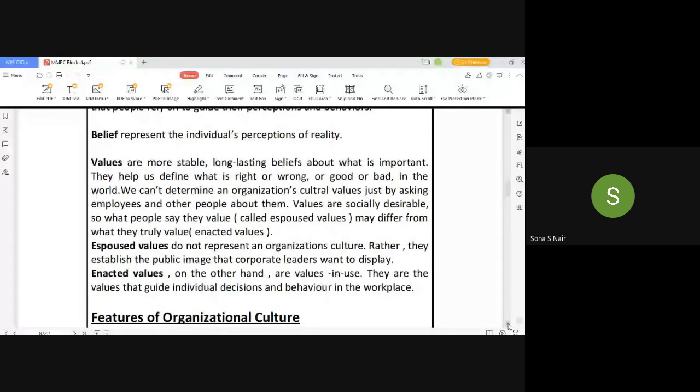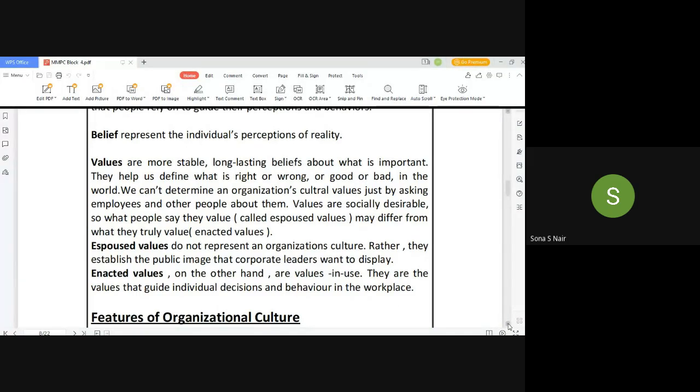So espoused values do not represent the organization culture, but they are portrayed in front of the society to create a public image. Some organization owner, while talking with outsiders or attending outside events, might say a lot of things about valuing people in the organization. But in actuality, when he comes back to the office, he shuns the people around, tries to dominate them, control them, insult them. So his espoused values and enacted values are different.